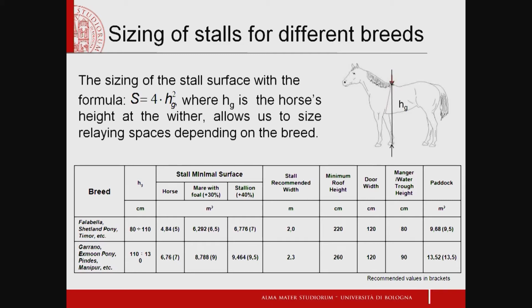In the table are shown some breeds of horse in function of the height at the withers, and in the second row on the left it's possible to see that for small breeds, for example Falabella, Shetland Pony and Timor, with heights varying from 80 to 110 centimeters, the stall minimal surface is near 5 square meters, and there is the possibility to define the stall minimal surface also for mares with foal and for stallions, accounting for an increase of the dimension of about 40%.